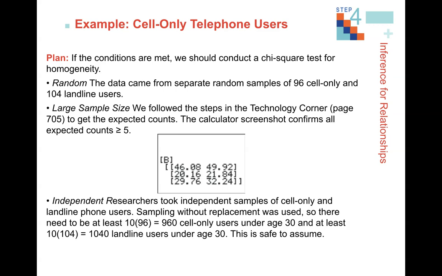But what was the formula to compute these by hand? How do you get the expected counts by hand? That's something you have to know. Who remembers? All right, so to get the expected counts by hand, it's row total times column total divided by total.